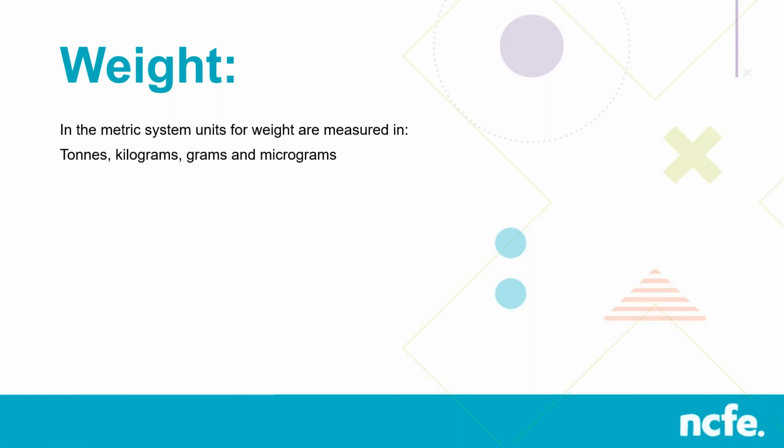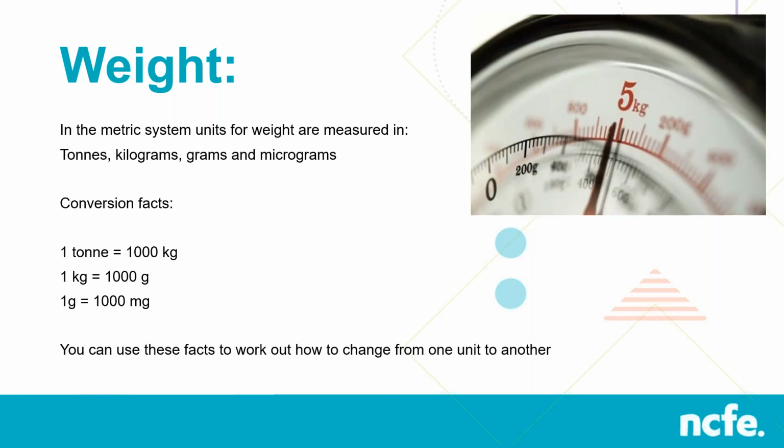In the metric system, units for weight are measured in tons, kilograms, grams, and micrograms. We don't tend to use tons or micrograms a great deal, but it is still useful to know these conversion facts. So 1 ton is 1,000 kilograms. 1 kilogram is 1,000 grams. 1 gram is equal to 1,000 micrograms. You can use these facts to work out how to change from one unit to another.